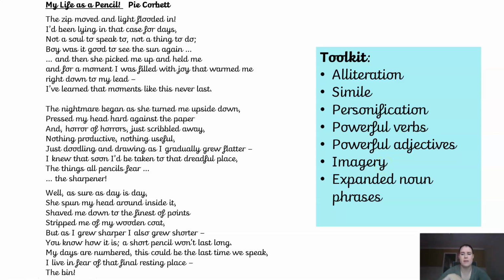So I want you to have a read through it, create yourself a toolkit, and see if you can find any examples. If you can't print this, or don't have any coloured pencils, write alliteration, and just copy down examples from the poem next to each one of those toolkits, all right? And make sure you do that and you keep that ready for our lesson next week. All right, good luck.